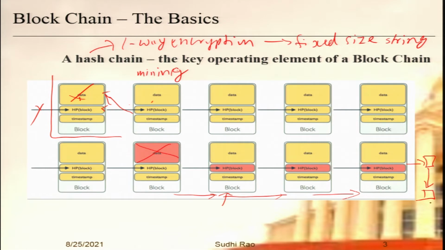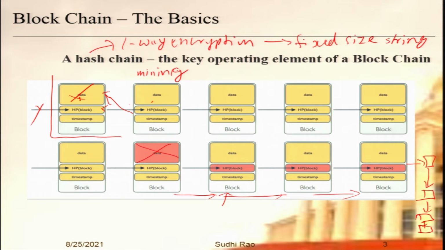So, I will never be able to catch up, and at any point I will be caught and my transaction will be thrown out. If I want to change a transaction here, I have to change all the hashes in all the subsequent blocks, and by the time I do that, more blocks will get added and I will never be able to catch up. My transaction will get reverted.